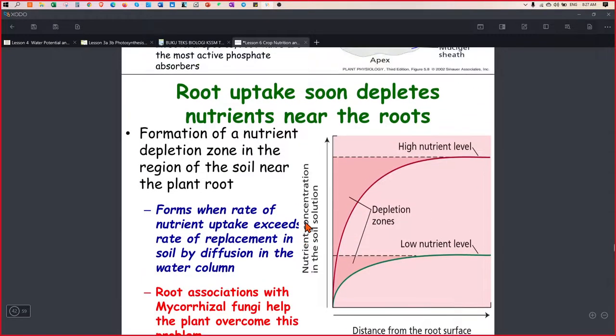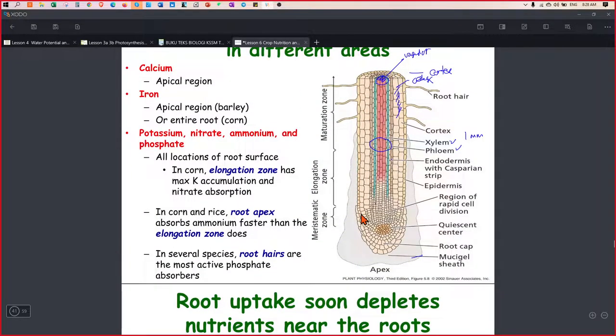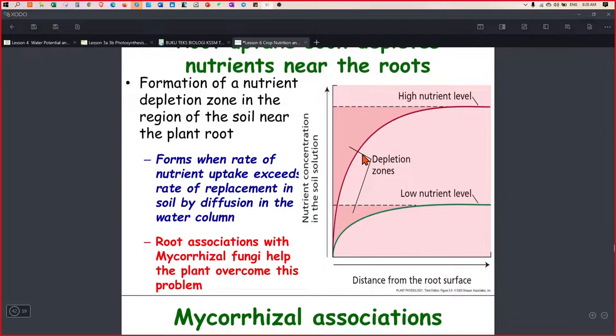So look at the graph here. This is your root going up this way. This is the nutrient concentration in the soil going this way. This is distance from the root surface. You can see here, when you are farther from the root surface, the nutrient concentration is also depleting. So what's the problem here? Can you see there is a gap here? There is a gap, and there's a gap here. So even though the plant can on its own absorb lots of nutrients, it's still not efficient. Some regions are still not accessible to the root. Hence that's why you get this.